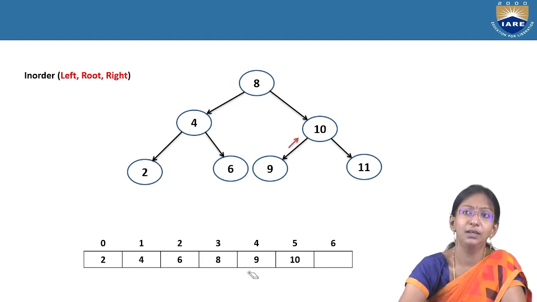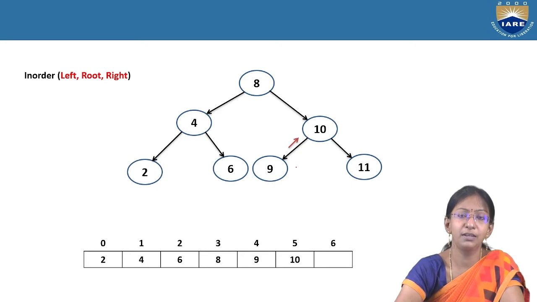Now, as the left subtree of 10 is done and the root itself is printed, let's travel towards the right side of 10. Right side of 10 is headed by 11. Is it having any left child? No. As it is not having any left child, print the value of the root. What is the value of the root? 11. So print it, that is, store it. I have stored it in index value 6.